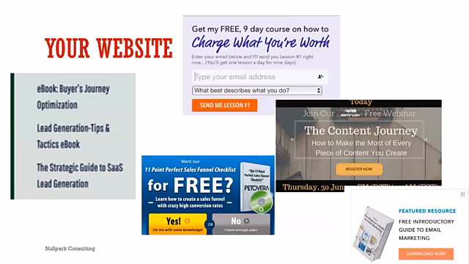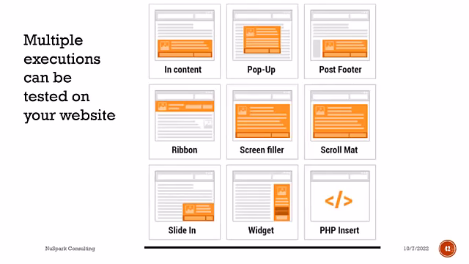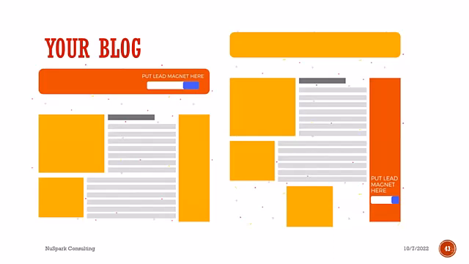So you can promote your lead magnet on your website, typically under a resource guide or through pop-ups and widgets. There's multiple executions that can be tested, whether they're full screen, partial screen, pop-ups, footers, those kinds of things. Promote them on your blog, sidebars, or within content.